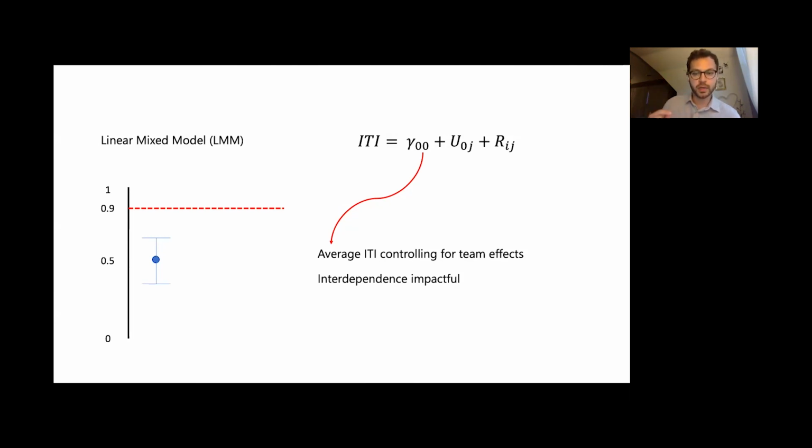So if we calculate this average here and we see that the upper bound of its confidence interval is below our threshold, we'd say that interdependence is impactful and statistically significant. However, if it's above that threshold, we would say that it's not impactful.